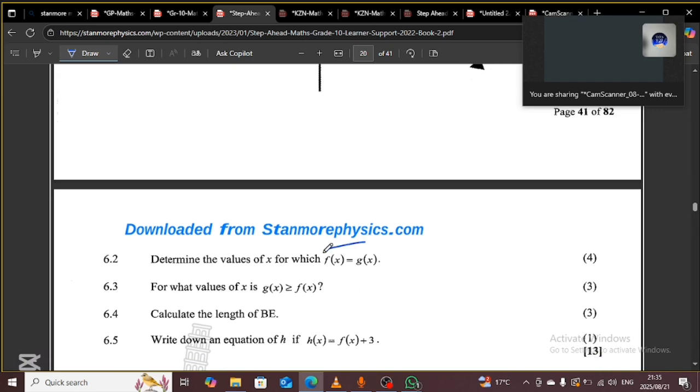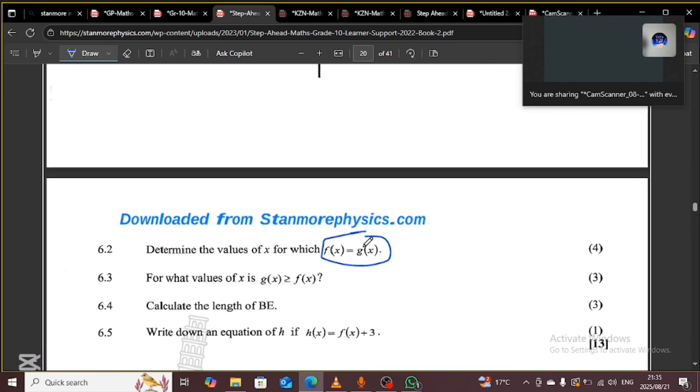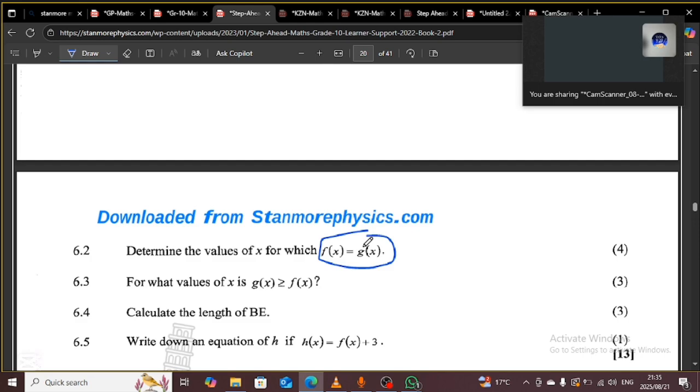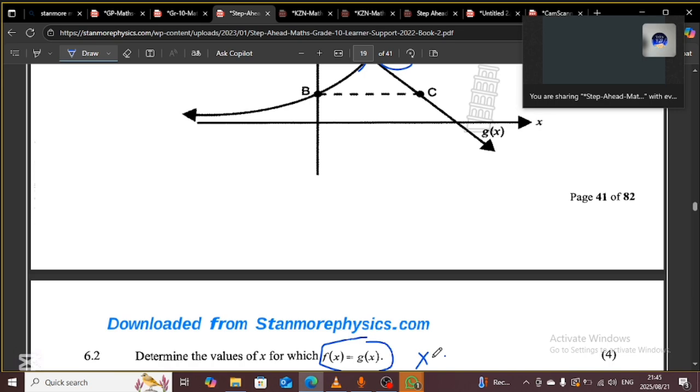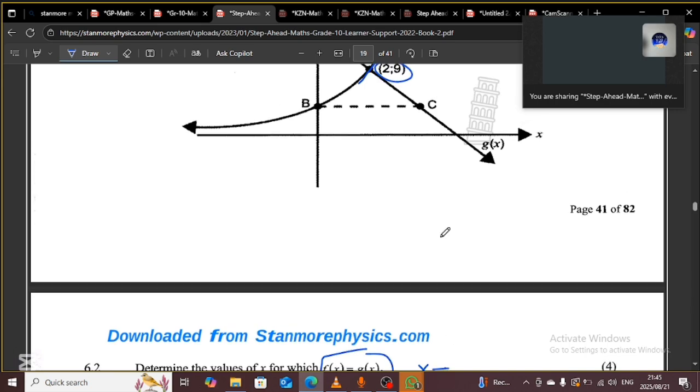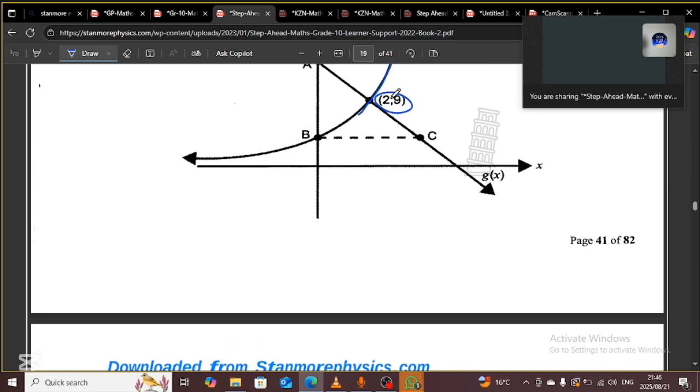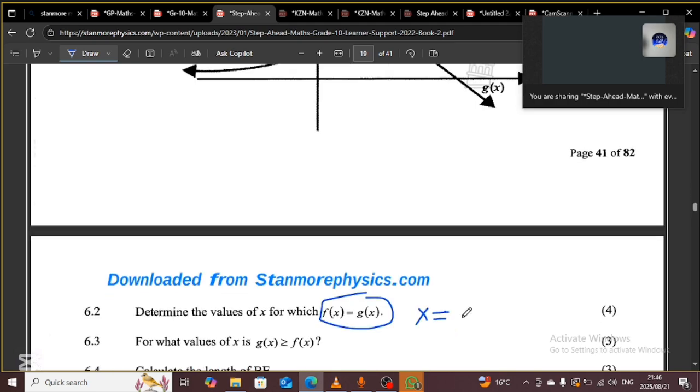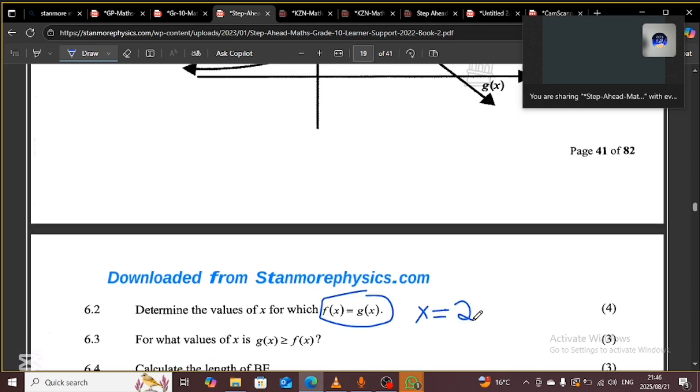I want you to do this question. Determine the values of x for which f of x will be equal to g of x. The x value, only the x value on the coordinate. What is the x value? It's 2. So x equals 2. So there's the other method. I want us to do the other method.